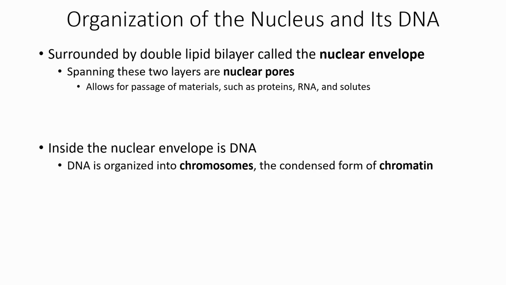Inside of our nuclear envelope is the DNA. This DNA is organized into chromosomes. So if we're looking at a human, we're looking at 46 chromosomes found in 23 pairs. And this DNA is condensed down in the form of chromatin. Chromatin is the DNA plus the proteins that help organize and regulate DNA. So it's a combination. DNA plus protein gives you chromatin.